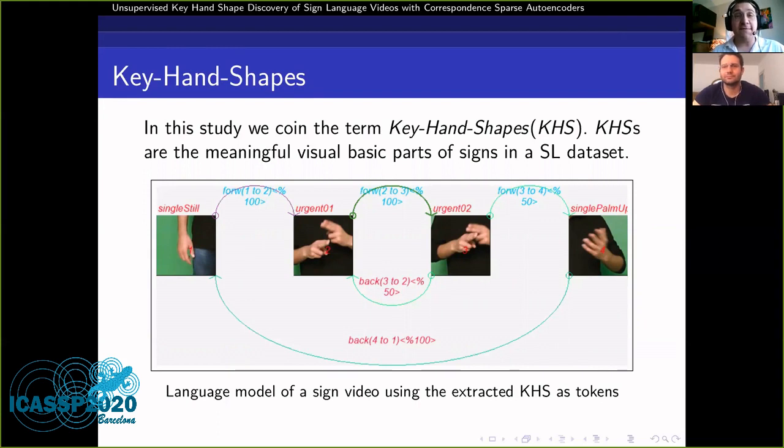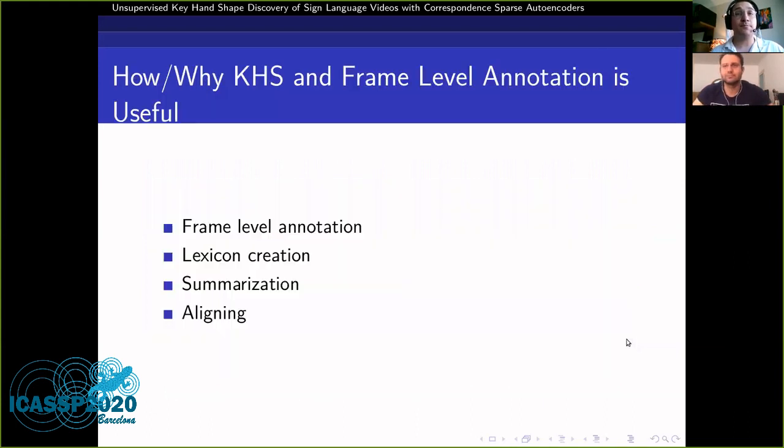In this study, we coined the term key handshapes. Key handshapes are the meaningful visual basic parts that are one of the many key components of a sign in a sign language dataset. Handshapes are used in both algorithmic and linguistic studies. Although knowing the key handshapes is not enough for understanding and explaining the information to be conveyed, it's an important delimiter for annotating and breaking down a video sequence into meaningful parts.